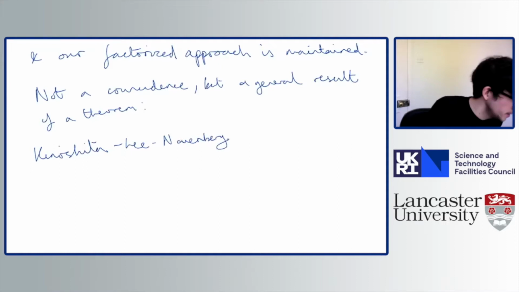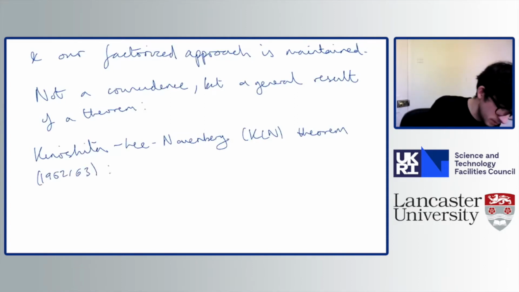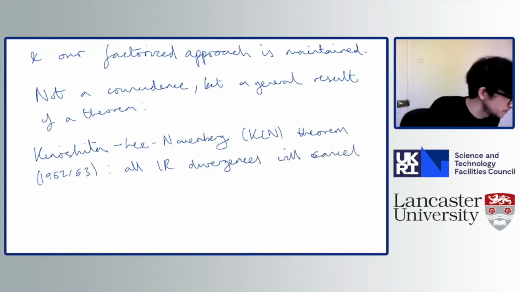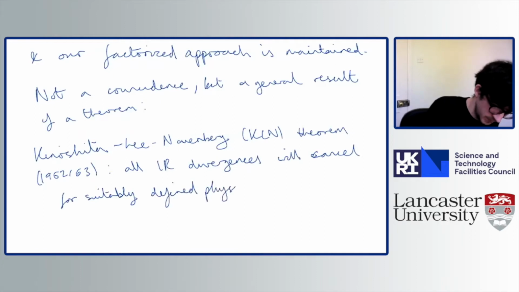You don't actually have to remember those names. KLN, as that's always known, theorem, which is from the sort of early 60s. It's been around a while. Applies to QED as well, actually. It's all IR divergences. Singularities will cancel for suitably defined physical observables.